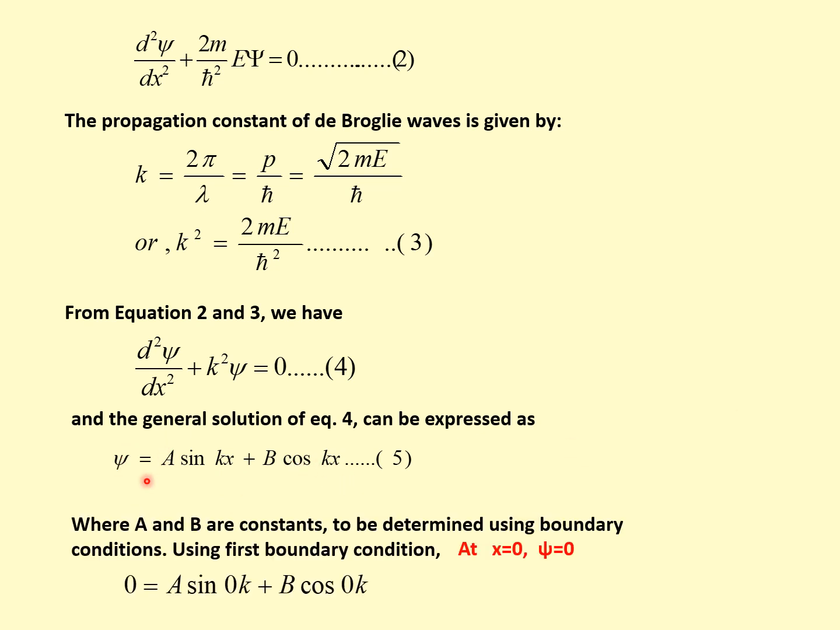So we have to find these coefficients A and B using the given boundary conditions. If we put the first boundary condition, psi equal to 0 at x equal to 0, we get 0 equal to A sin 0 plus B cos 0, and sin 0 is 0, so it gives us B equal to 0. So one coefficient is 0, and now we have psi equal to A sin kx only.